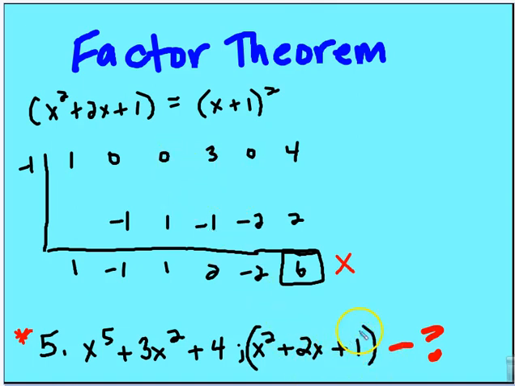It's not too much of a tricky problem, but you're going to rewrite this as x plus 1 squared, because it's a perfect square trinomial. And then we're going to see that the root here is negative 1. Use synthetic division, negative 1 here. We end up with a value of 6. So it ends up not being a factor. x plus 1 is not a factor. x squared plus 2x plus 1 is not a factor.